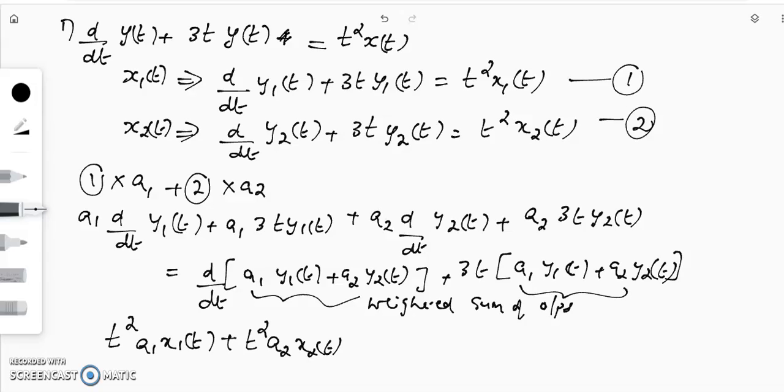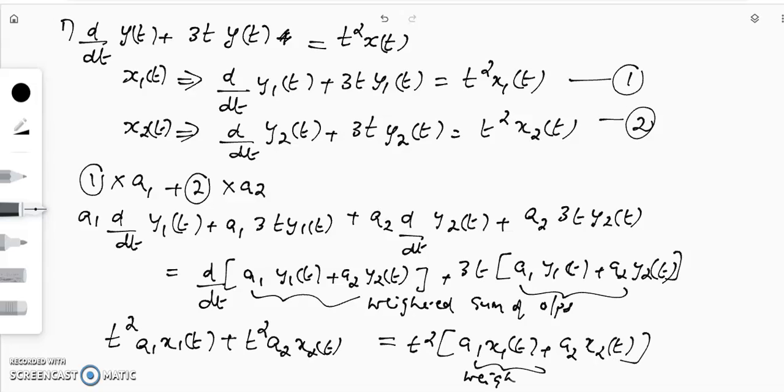Okay, and ഇതിനകത്ത് നമുക്ക് ടി സ്ക്വയർ പുറത്തെടുക്കാം. അപ്പോൾ എന്ത് കിട്ടും? a1x1t plus a2x2t. So what is this? This is the weighted sum of the inputs. So weighted sum of the inputs is equation number 4. Weighted sum of output is equation number 3. So you can watch from equations 3 and 4 that the weighted sum of input produces an output which is equal to the weighted sum of outputs.